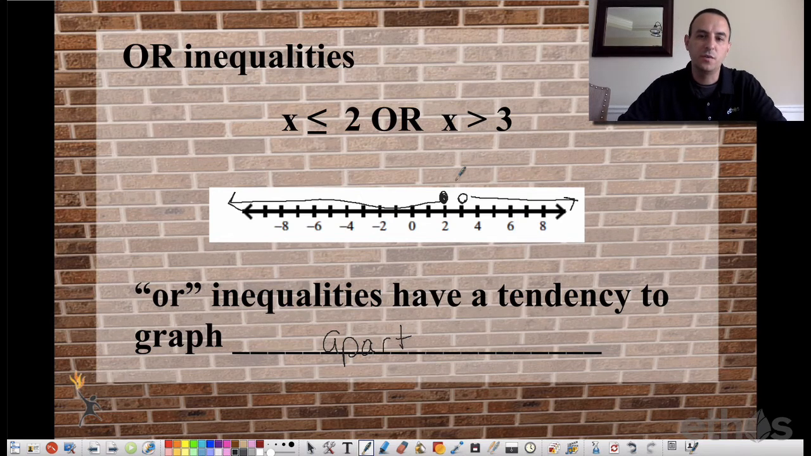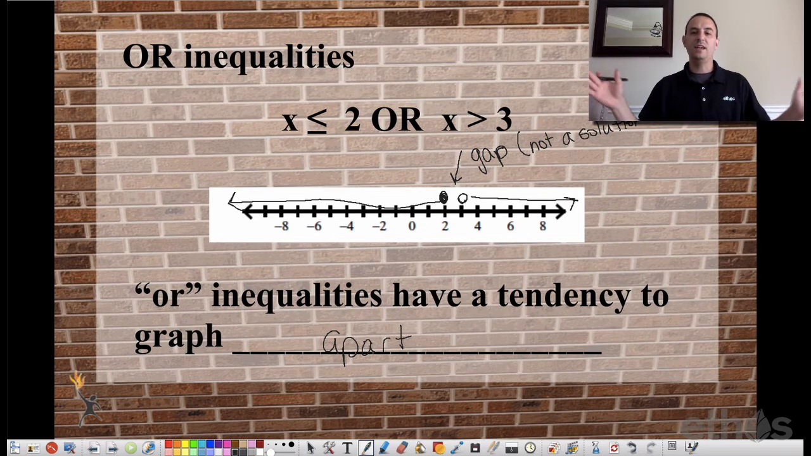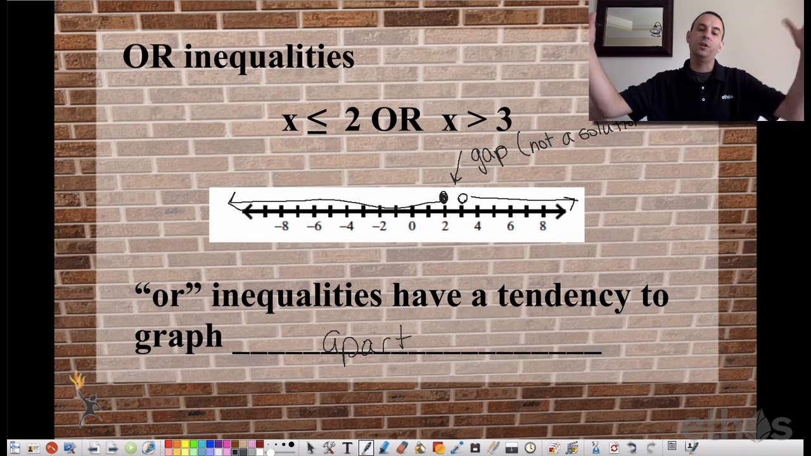For an or inequality, you're always going to have this gap in between where you cannot have an answer. So for this particular inequality, only the numbers from 2.0000001 all the way up to 3.0 are not right. This gap just says they're not a solution. Pretty much every other number would be considered a solution to this problem. So you can't have this range, but anything above that number, anything below that number, and you're good.